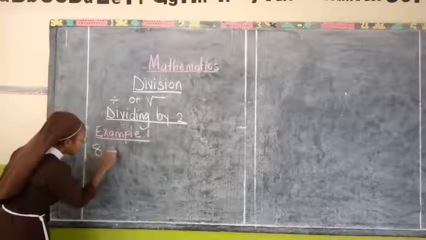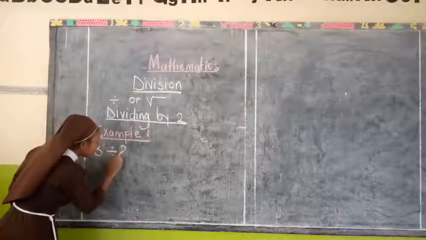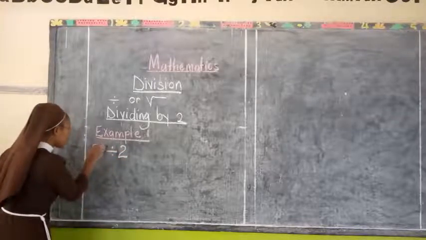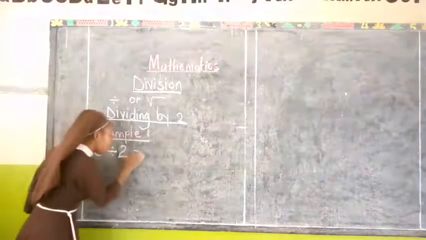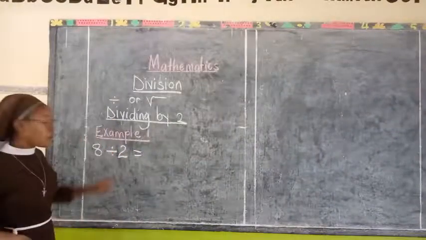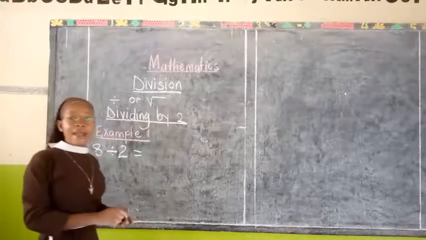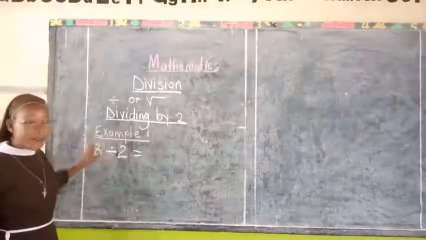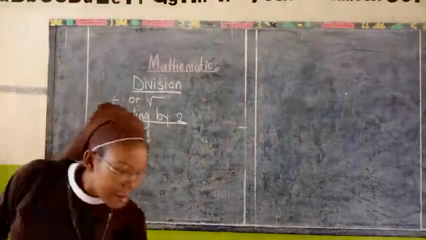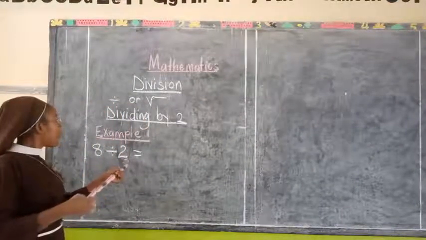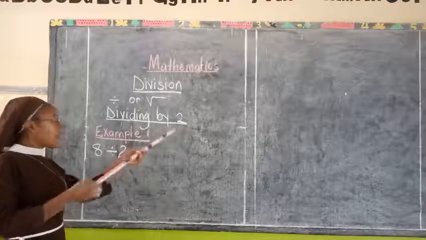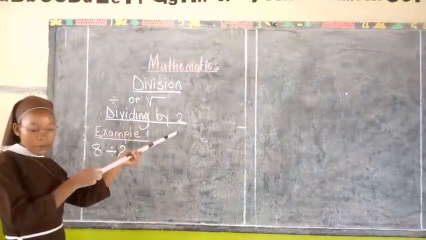8 divided by 2. In our example number 1, we've been given 8 divided by 2. It's 8 that we are sharing. The number that we are sharing is number 8 between 2 people. Here we say we are dividing by 2.